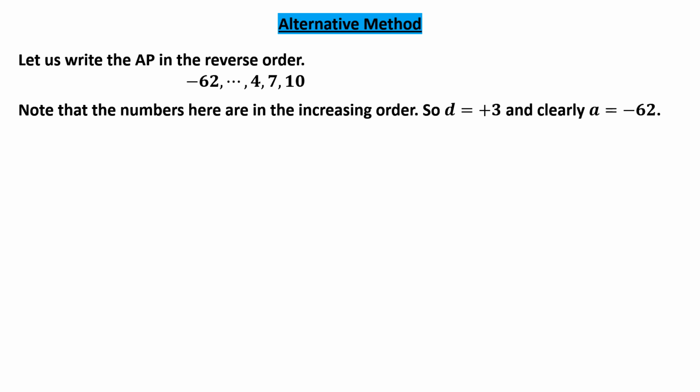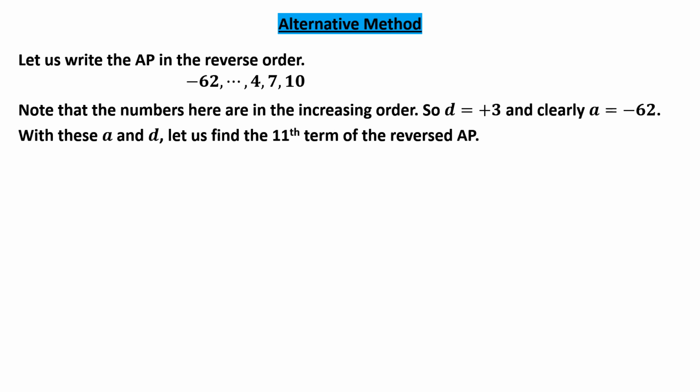If you add 3 to 4, you get 7. Add 3 to 7 to get 10. Or 10 minus 7 is plus 3, or 7 minus 4 is plus 3. Therefore, d is plus 3 here, and clearly a equals minus 62. With these a and d, let us find the 11th term of the reversed AP.